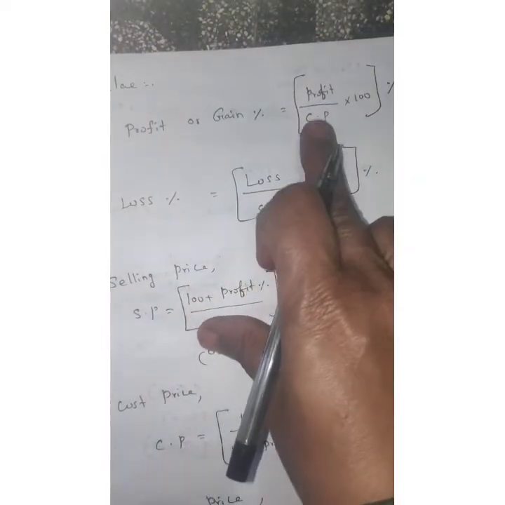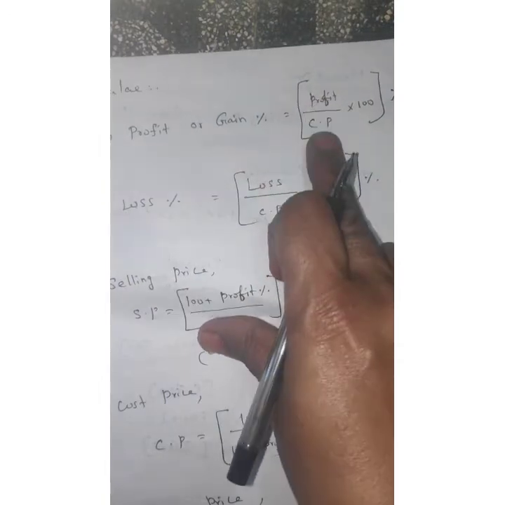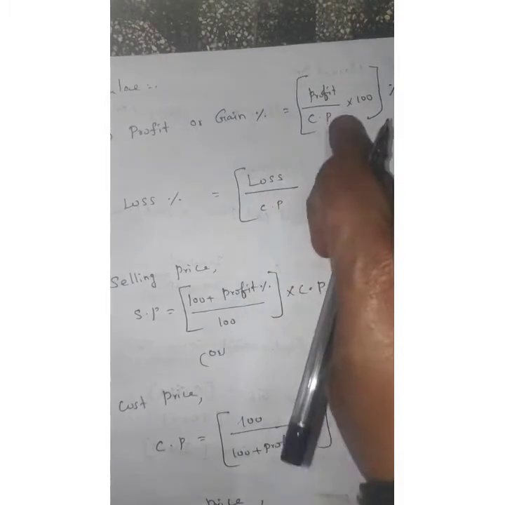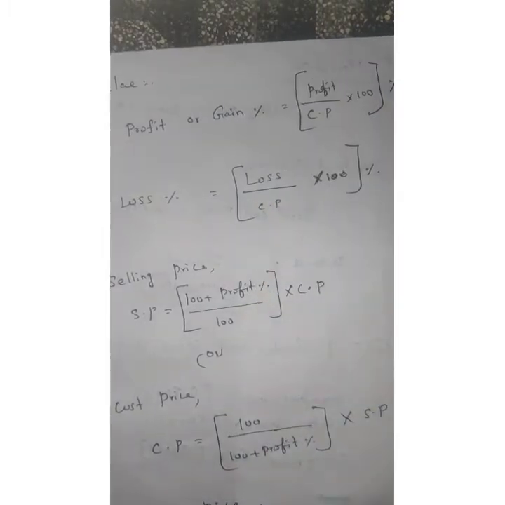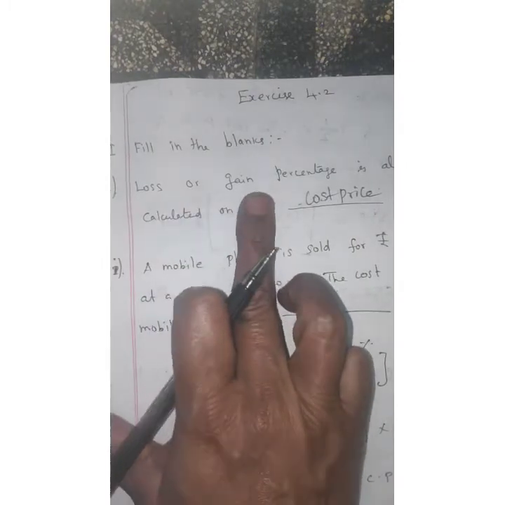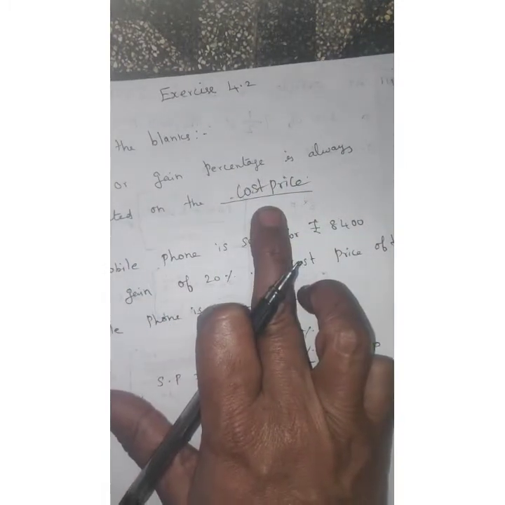Profit or gain percentage is profit divided by CP, and loss percentage is also loss divided by CP. So both are always calculated on the cost price. First, filling the blanks: loss or profit percentage is always calculated on the cost price.